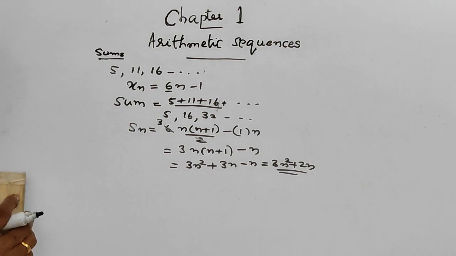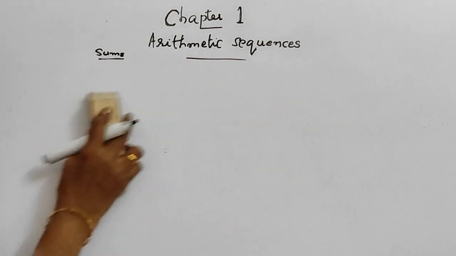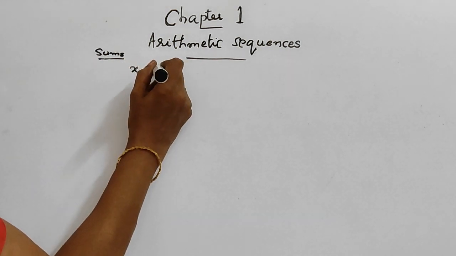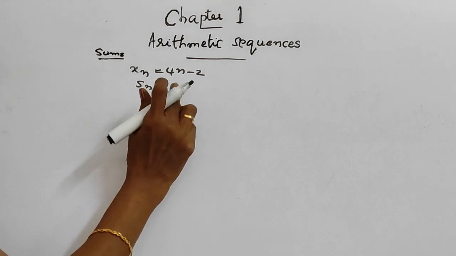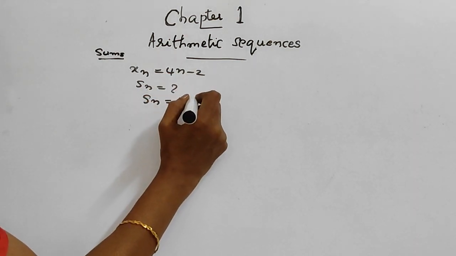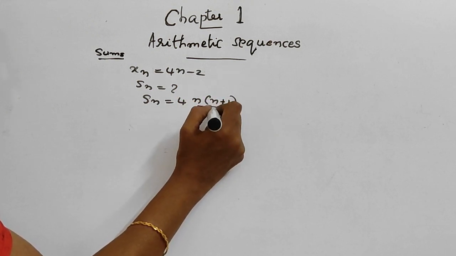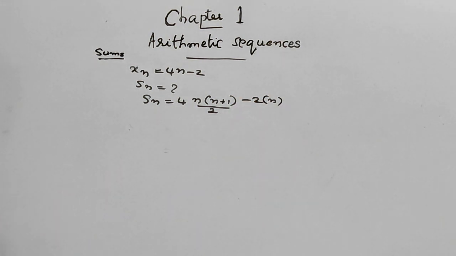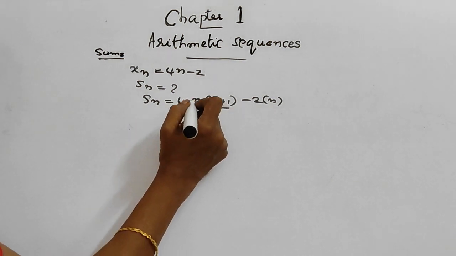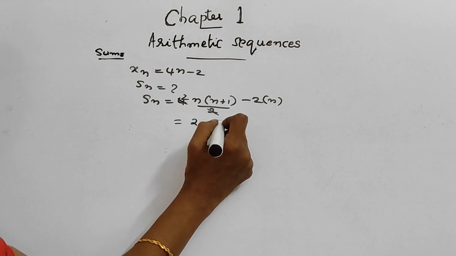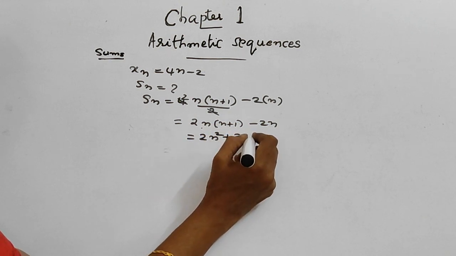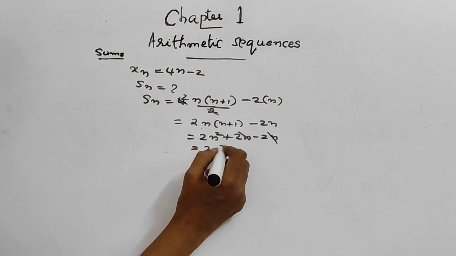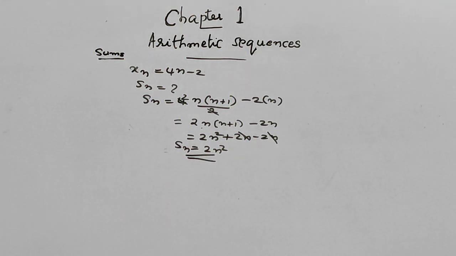Consider one more example. Suppose xn is equal to 4n minus 2. How to find Sn? Sn is equal to 4 into n plus 1 by 2 minus 2 into n. Cancelling 2, we get n into n plus 1 minus 2n. Opening the bracket, 2n square plus 2n minus 2n, so 2n square. See, 2n square is the Sn of the sequence with xn as 4n minus 2.